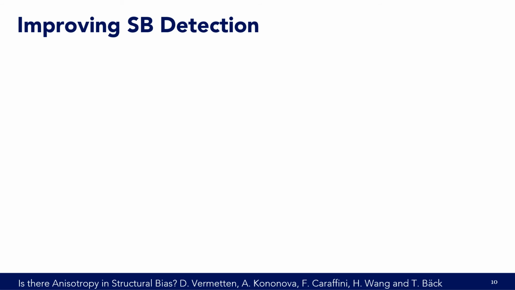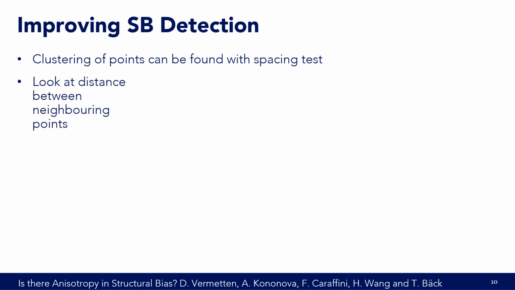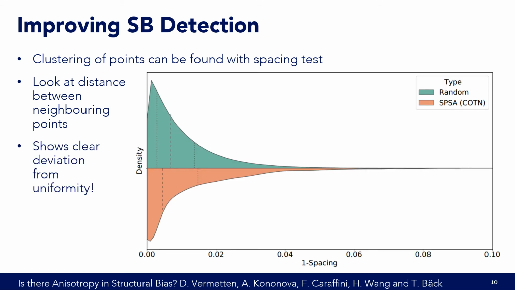Another way that we can try to improve the structural bias detection is by looking at the clustering of these points, and we can detect this with a spacing test. So if we look at the distance between neighboring points and we look at the distribution of these distances, then we can compare this to the distribution of neighboring points from a uniform distribution that we see at the top. And at the bottom, we see the result from this previous figure I showed you where we suspected that there might be clustering going on.